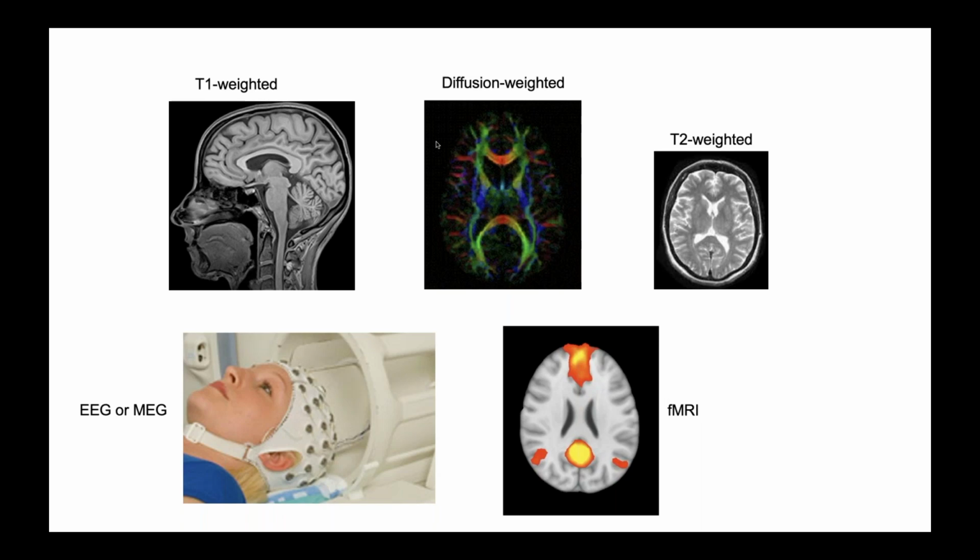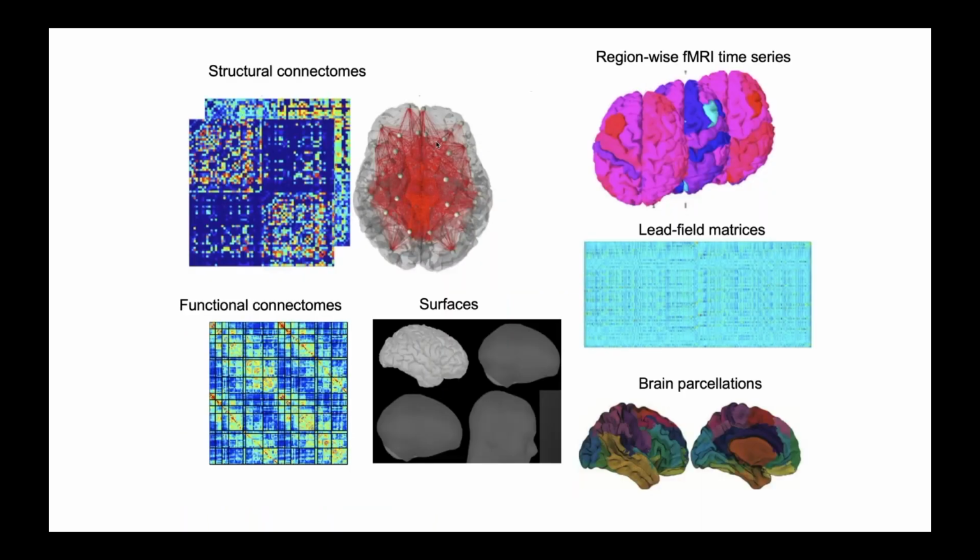So here is now an overview of the different outputs of the pipeline. So we have structural connectomes, which are basically just two matrices, as we just saw. We have region-wise fMRI time series. So this is basically the average fMRI activity over all voxels in each brain region. From such region-wise fMRI time series, we compute functional connectomes, the functional equivalent of a structural network, so to say.